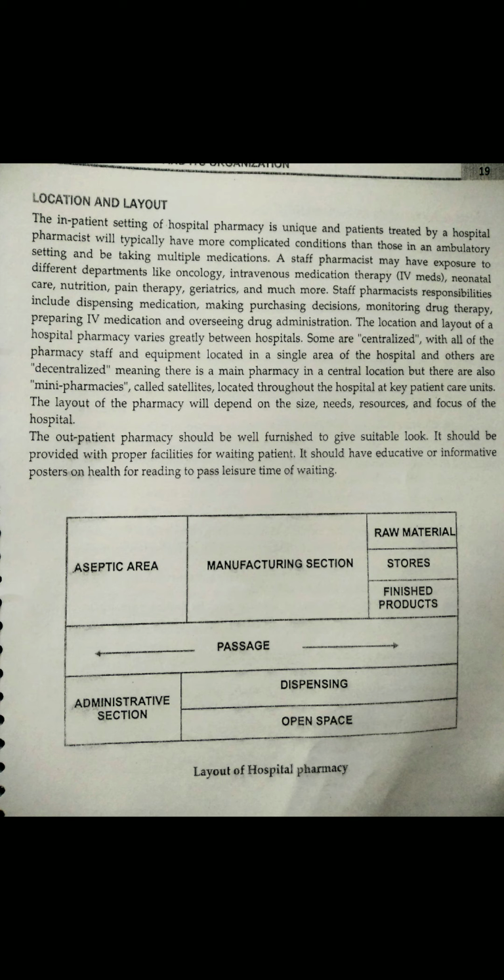So there is the aseptic area for sterile preparation, then the area where the drug is manufactured. After that there is the raw material. So very first there is the raw material. When raw material comes, it is stored in the stores. After that the manufacturing section, then finished products are stored.